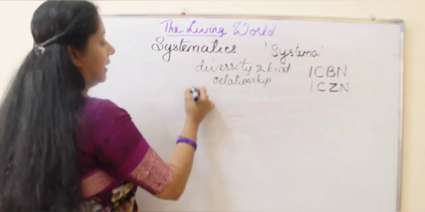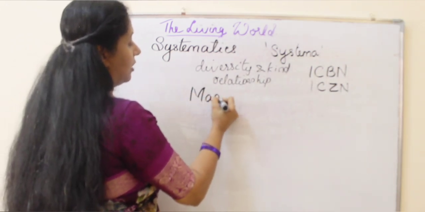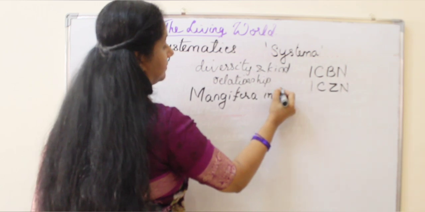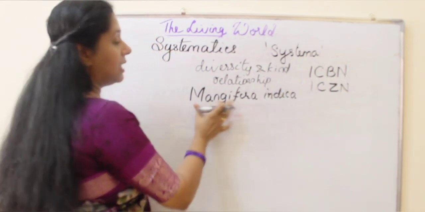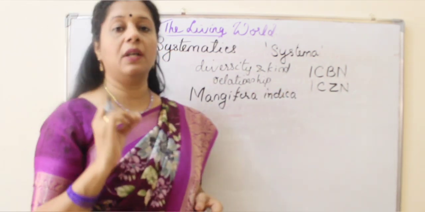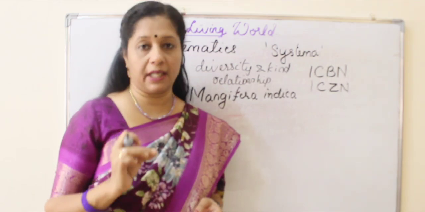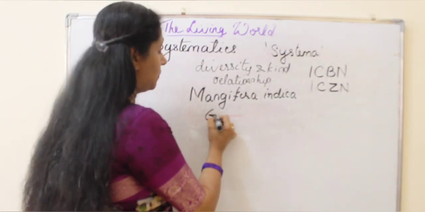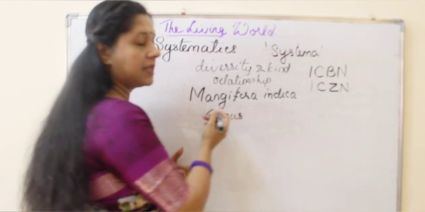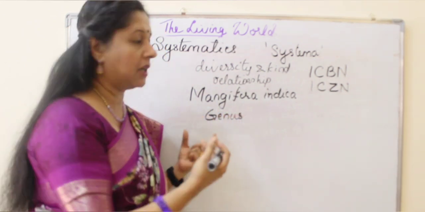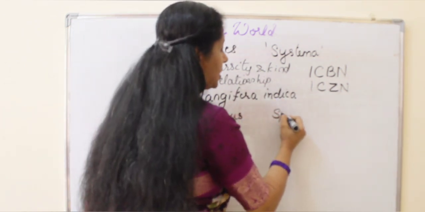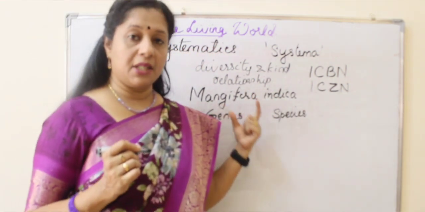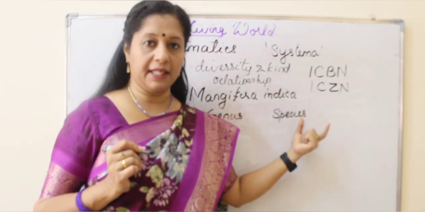For example, if I write the scientific name of mango, it is Mangifera indica. This includes two names, so that's why we call it binomial nomenclature. The first name is the name of the genus to which this plant belongs. It is a taxonomical hierarchy, we will learn about it. And indica is the species to which the plant belongs. So here, two words: generic name and specific epithet, we say.